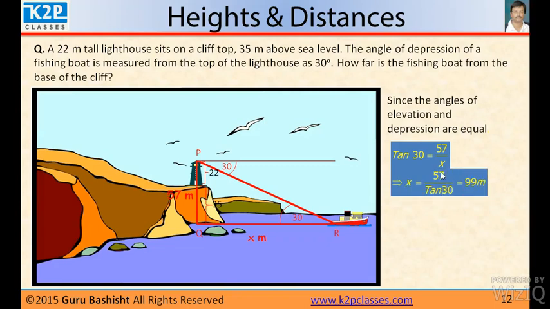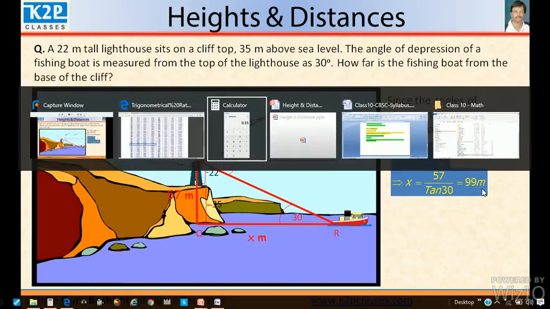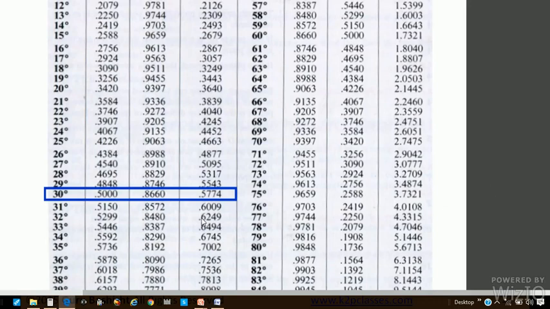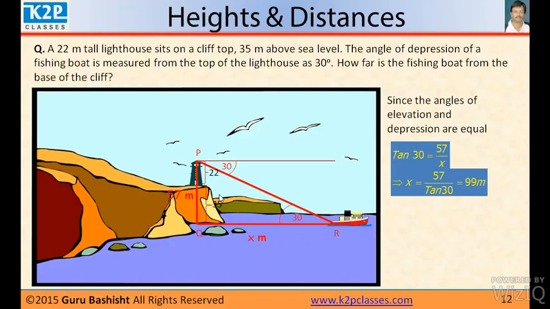So x equals 57 by tan 30, and tan 30 is 1 by root 3, so x equals 57 into root 3 also. Or you just use the value of tan 30 as 0.574 and you will get this value, 99 meter.